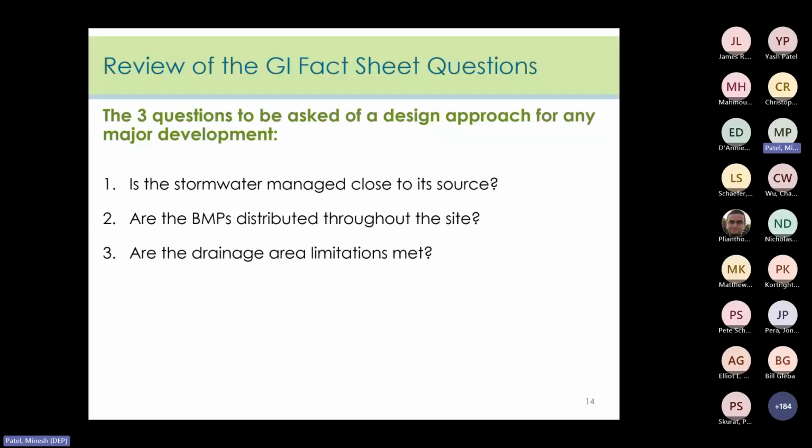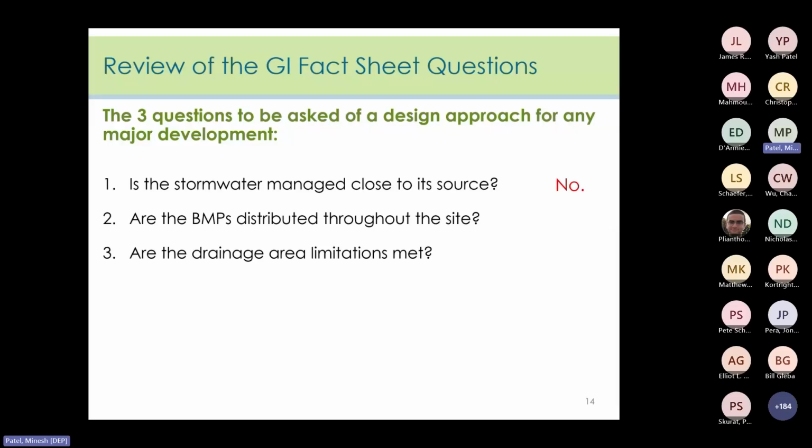So let's conclude the review of this example by answering the 3 green infrastructure questions for the proposed design, even though only one small-scale infiltration basin was actually proposed. They must all be answered with a yes for the project to meet the GI rule requirement. So the first one is, is the stormwater managed close to its source? Well, the BMPs were not located next to the parking areas. So the answer to the first question is no.